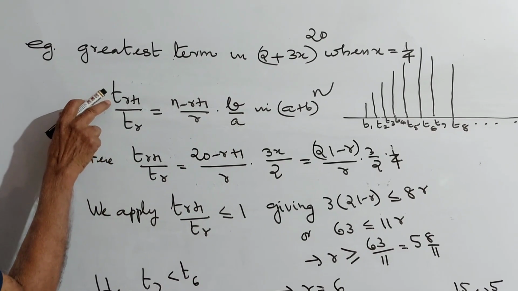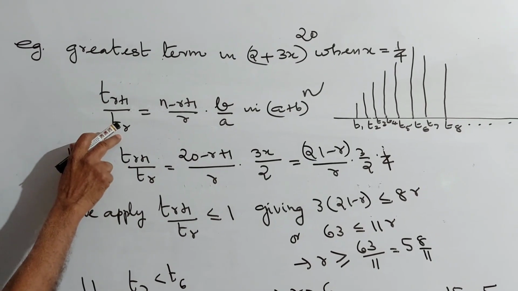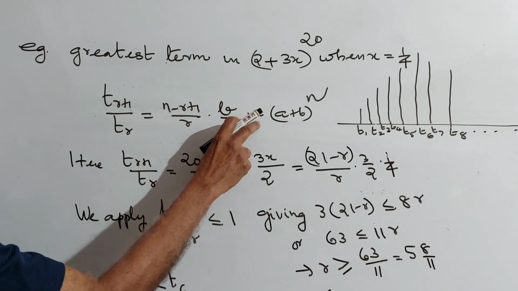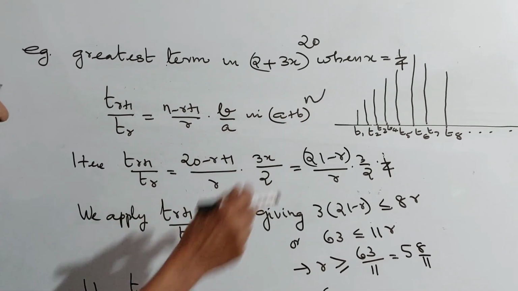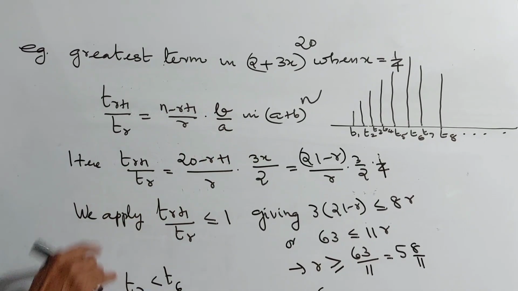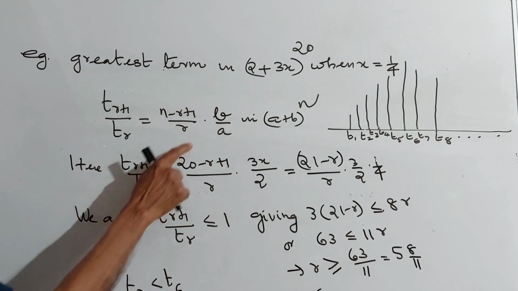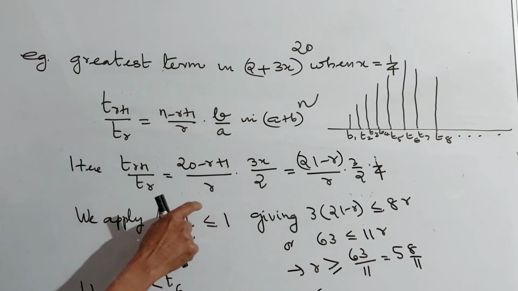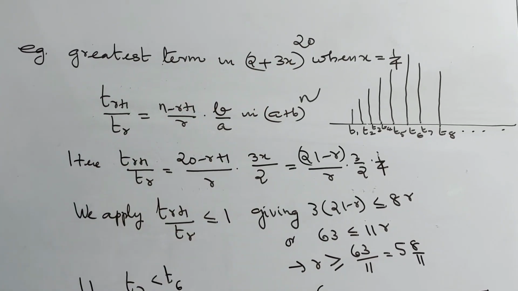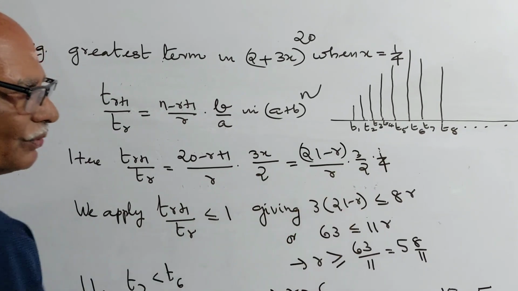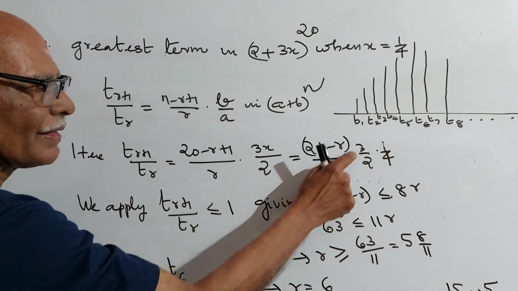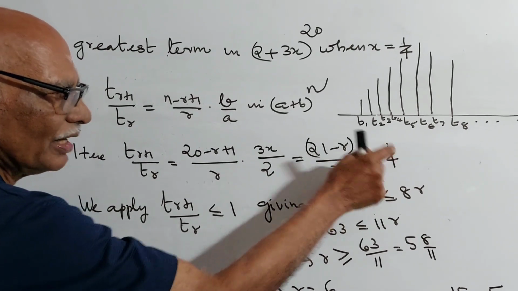Now, we have the formula T(r+1)/T(r) = ((n − r + 1)/r) × (b/a) in the expansion of (a + b)^n. We apply this formula in this question. So T(r+1)/T(r) is ((20 − r + 1)/r) × (b/a), which is 3x/2. And we put the value x = 1/4. So ultimately it becomes ((21 − r)/r) × (3/2) × (1/4).